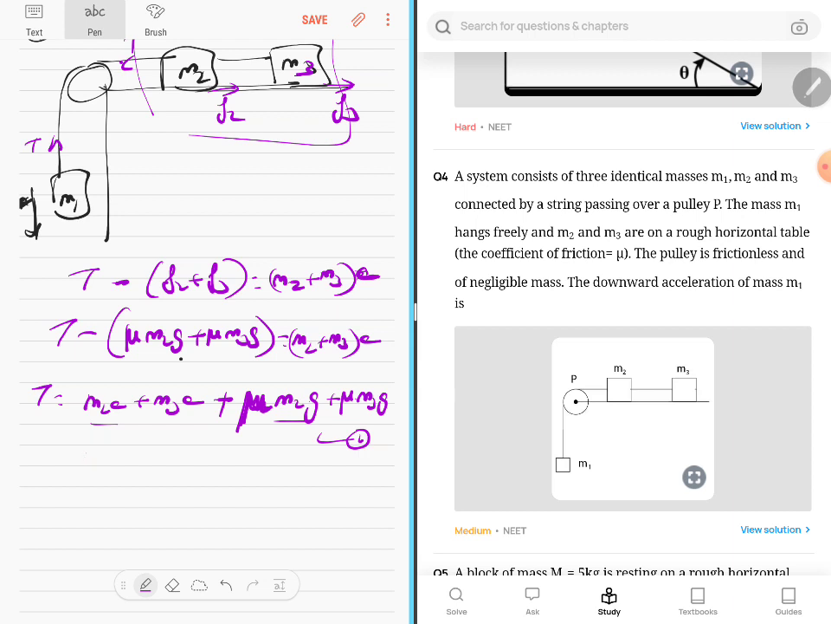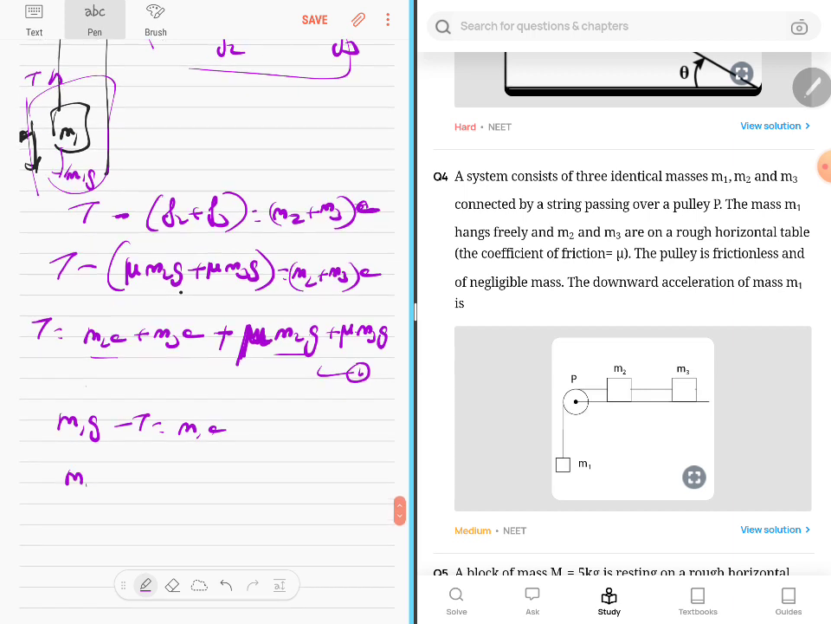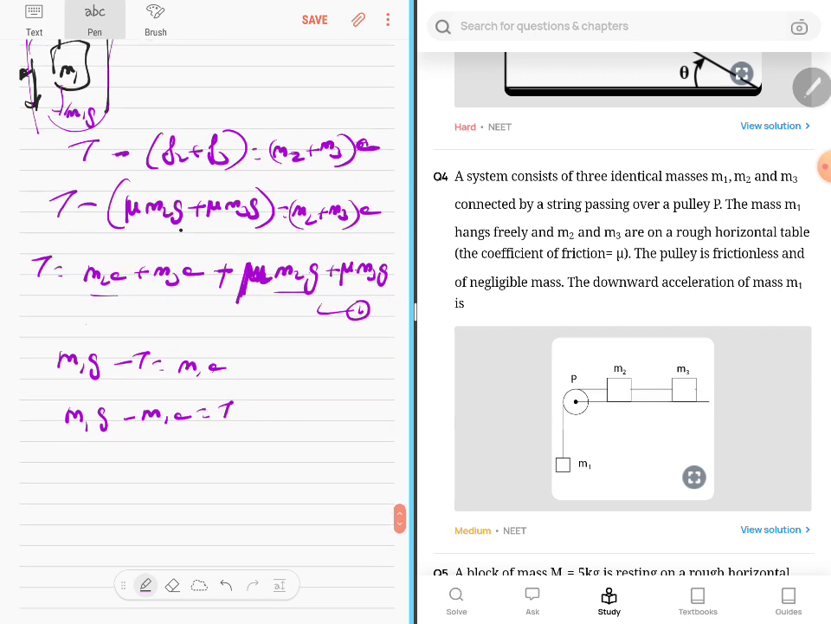Let's go to the left hand side and see the vector resolving in here. There is m1g acting downward. So m1g − T = m1a, with the same acceleration. From this you can write m1g − m1a = T. So can we equate both of these tensions? Then m1g − m1a = m2a + m3a + μm2g + μm3g.